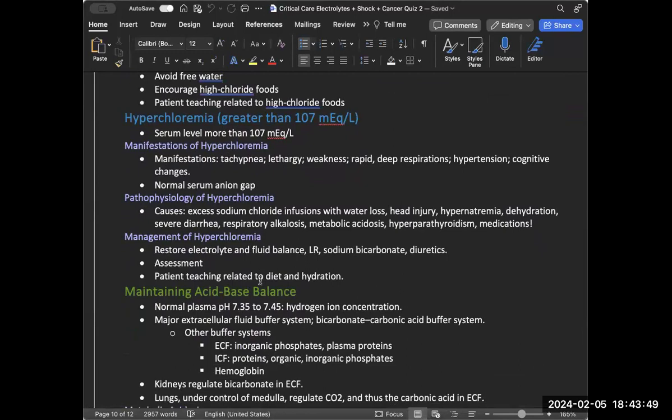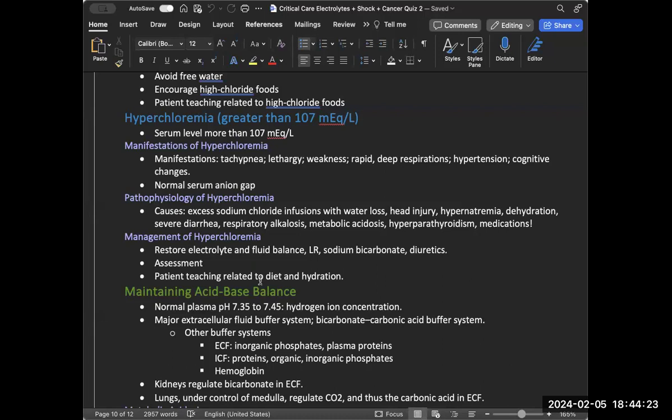We also have risk here. There could be a risk for a seizure, because we know that if we have hyperchloremia, we also have hypernatremia because they go together. They're like best friends. So that's why it's so important to know, if you know one, you know the other. Like, for example, what can be the cause of hyperchloremia? Excess sodium chloride infusions from water loss, because sodium and chloride go together.